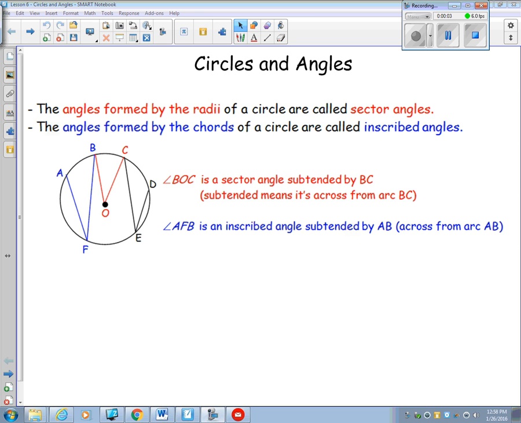So lesson 6, circles and angles. We're going to look more particularly today at the angles inside of a circle. One is formed by two radii, which we call sector angles. The red lines are radii, and the angle between them would be a sector angle. That would be this one right here.